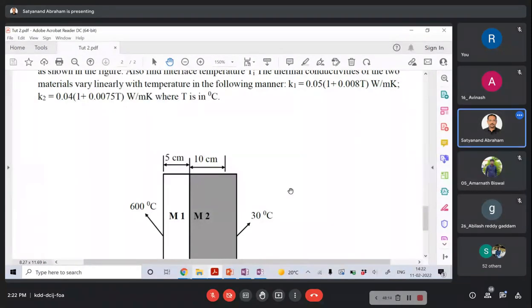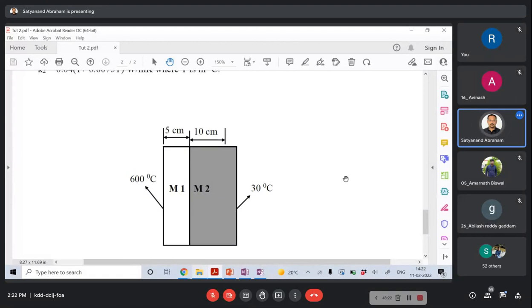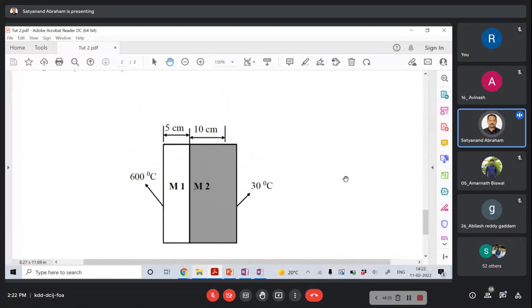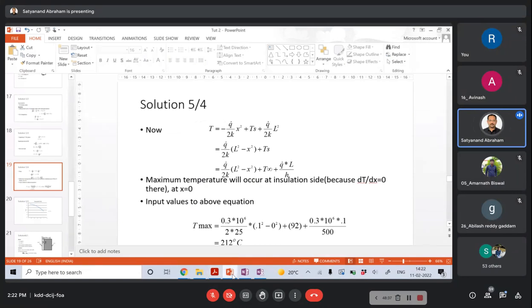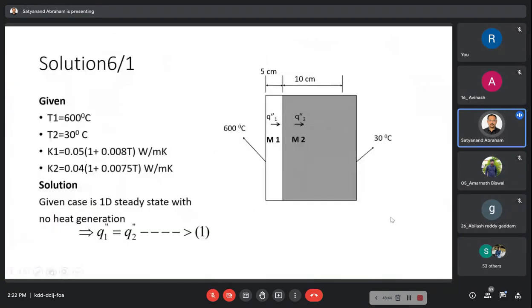The two materials are M1 and M2, having two different conductivities, but the conductivity again is a function of temperature. So we cannot go with the thermal resistance analogy, but we can obviously go with the energy balance, which is the first law of thermodynamics itself. Based on that, we will see whether we can go with something.